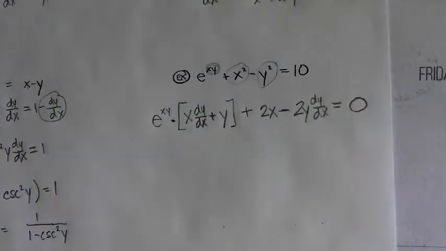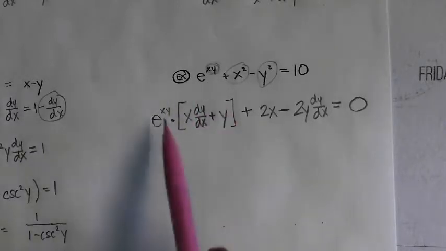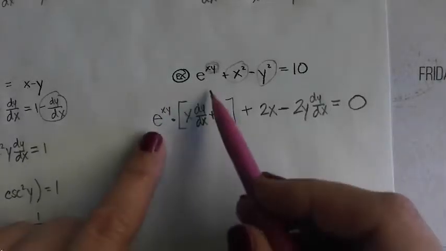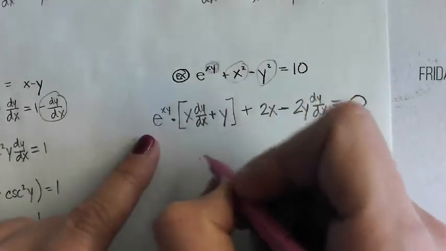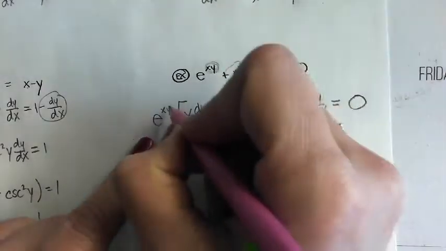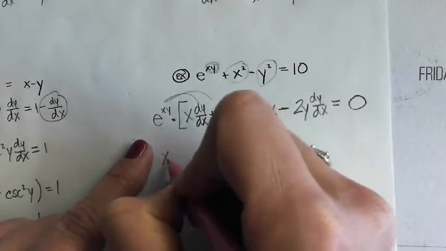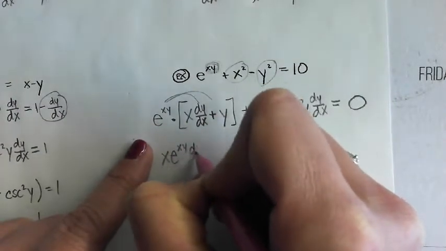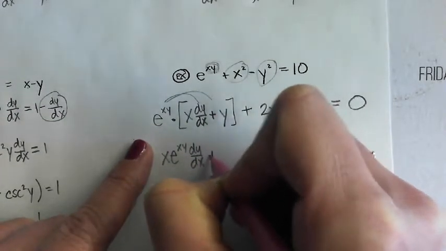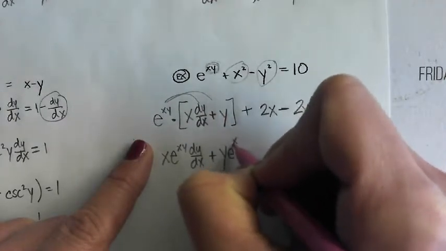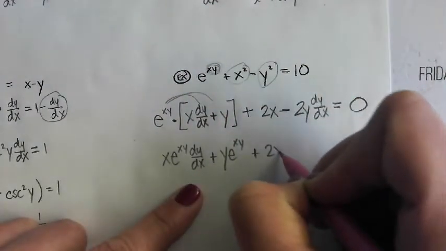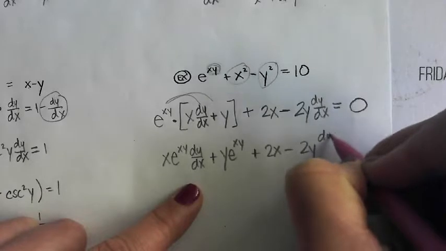So now we just have to work towards getting that dy dx all by itself. Can't really happen. We have to free this one up by distributing that e to the xy. So I'm going to distribute this through. I'm going to have x e to the xy dy dx plus y e to the xy plus, leave everything else the same.